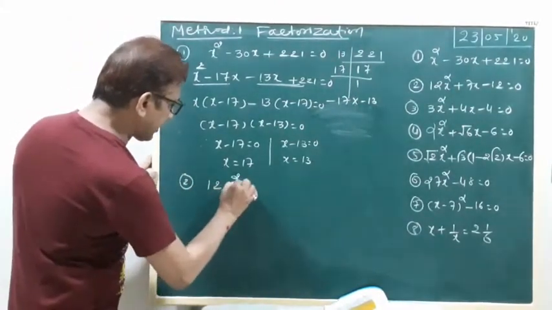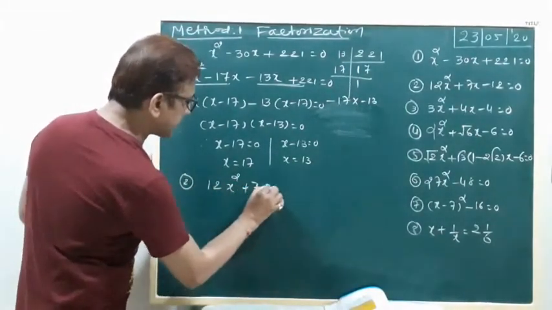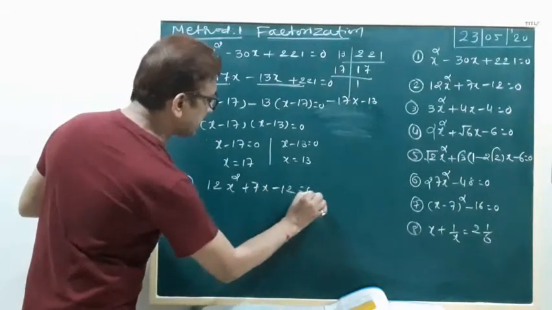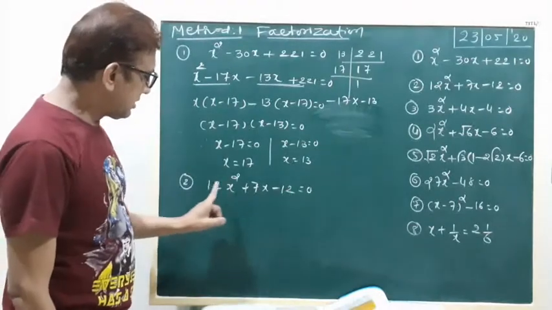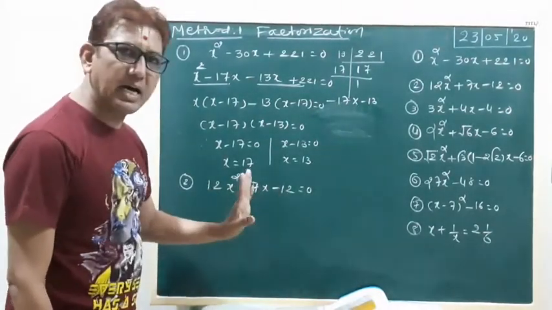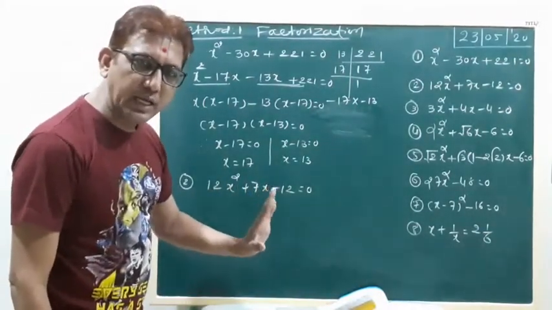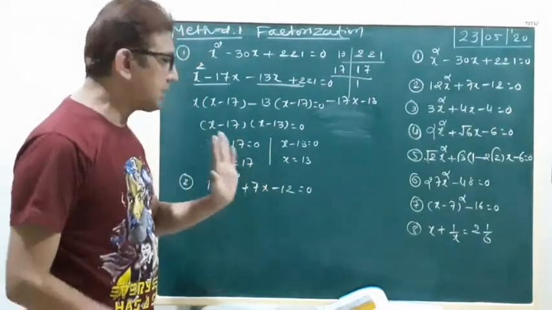12x square plus 7x minus 12 equal to 0. Now multiply these two numbers. First 12 twelves are 144. Then factorize 144.